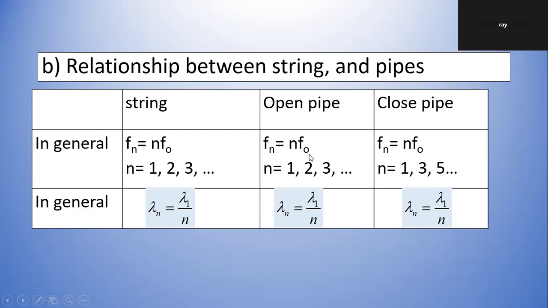Usually we use frequency, but in objective questions sometimes Cambridge is a bit naughty. They want to use wavelength. So for frequency you multiply n by the fundamental frequency, whereas wavelength is the fundamental wavelength divided by n. Same for open string and open pipe. Closed pipe is different. You have n as odd numbers only, whereas here n are whole numbers.